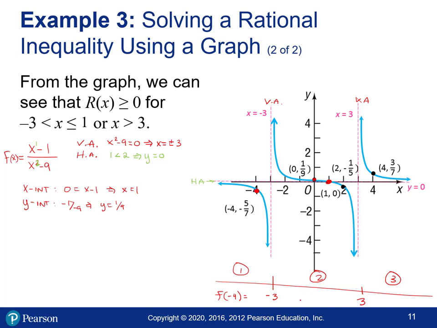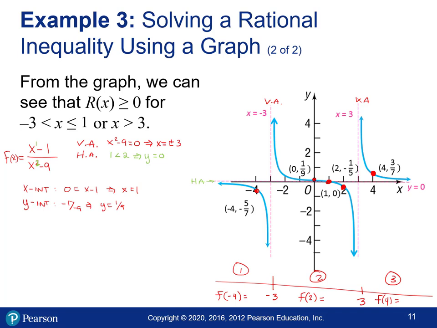In the middle, we already had 2 points, but if you wanted to pick a third one, we picked 2, plug it into your function, and it equaled -1/5. And then over here on the right, something bigger than 3, we pick 4, plug it into the function, it equaled 3/7.